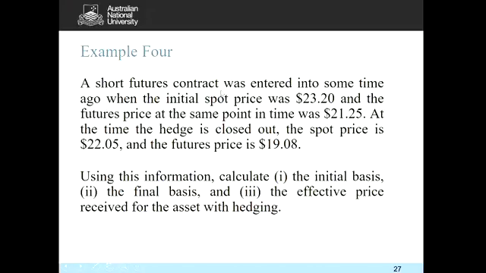A short futures contract was entered into some time ago, and the initial spot price is $23.20, and the futures price at the same point in time is $21.25. By the time this hedge is closed out, the spot price is $22.05, and the futures price is $19.08. Using this information, calculate the following: first, the initial basis; second, the final basis; and third, the effective price we received for this asset with hedging.